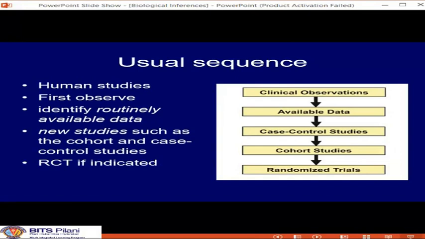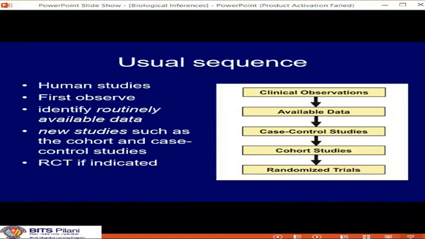Then we look at Tokyo, which was not exposed to the nuclear bomb, and we follow people in Tokyo and see how many of them had cancer. So we have a clinical observation, there was a bomb, and we have data available. Then we do a cohort study, which is what I explained just now, following up people. Or we do a case control study, where we see people with cancer and without cancer, see how many were exposed to the bomb and how many were not. And then we try to make inferences.